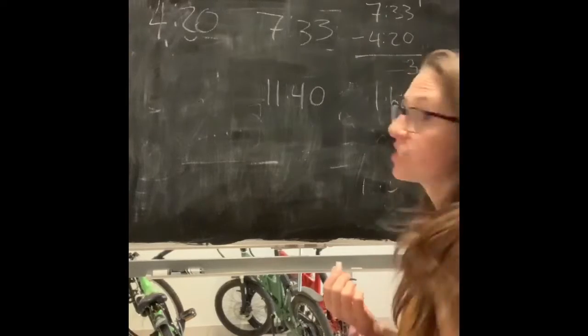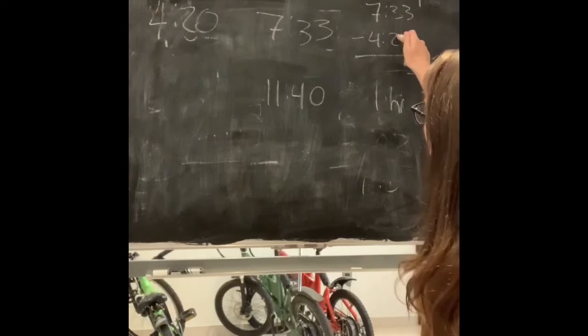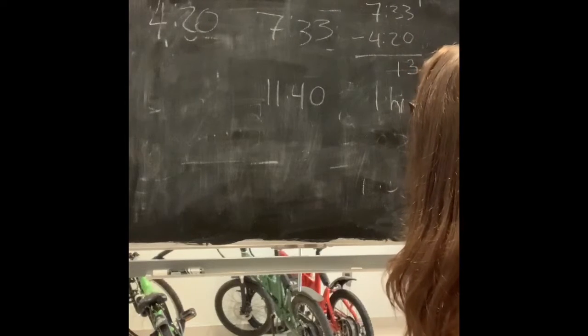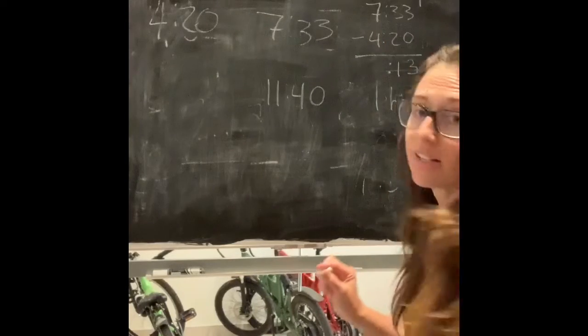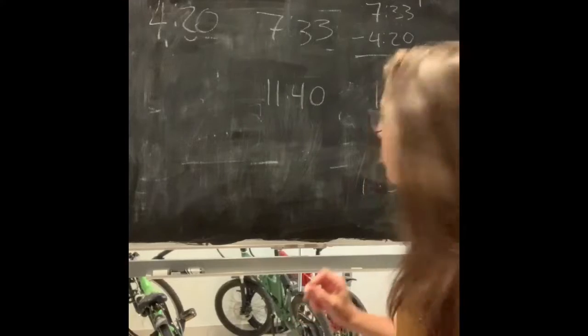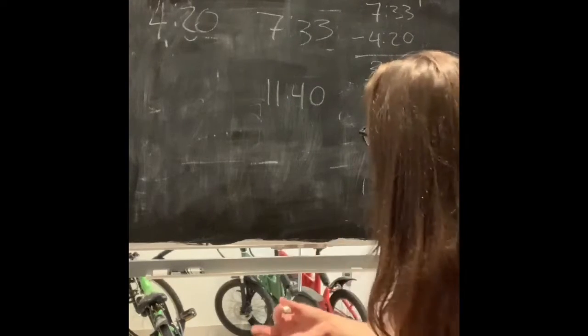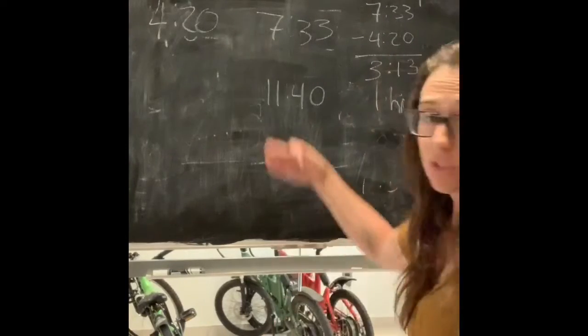And then I'm moving into the tens column. So I have 3 tens minus 2 tens, which would leave me 1 ten. All right, so that's 13 minutes. And then for this, I have 7 hours minus 4 hours, which I know would leave me 3. So I have 3 hours and 13 minutes has elapsed for my first question. And remember, that was using subtraction.